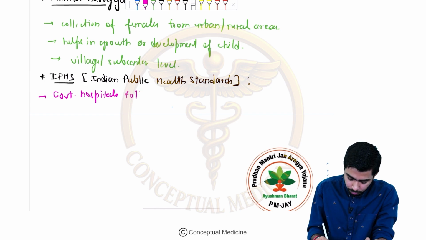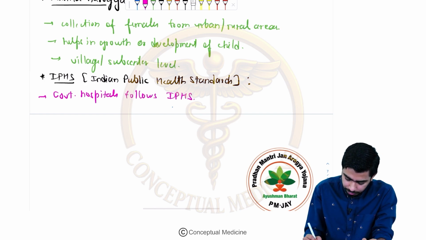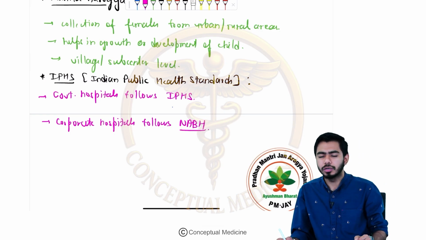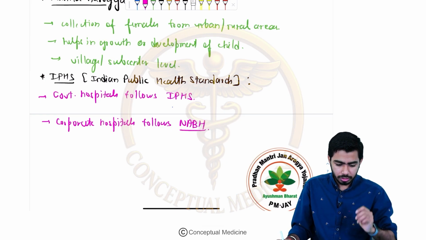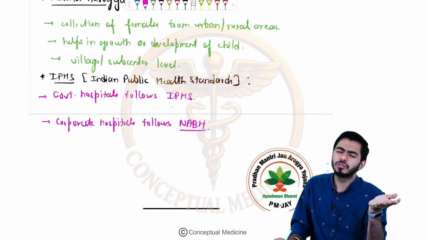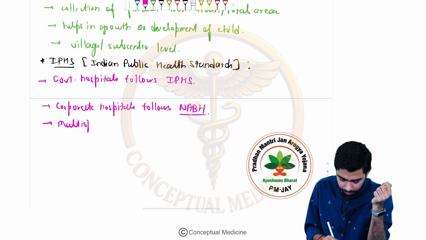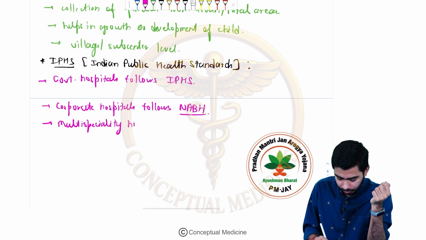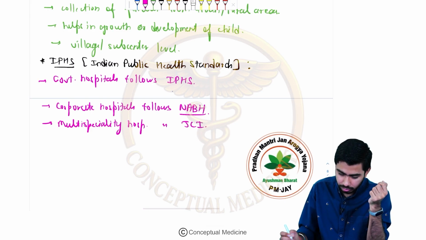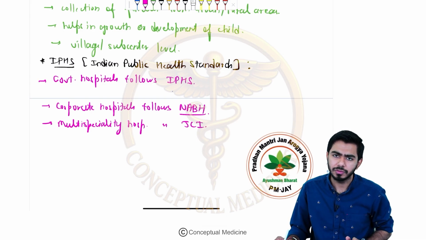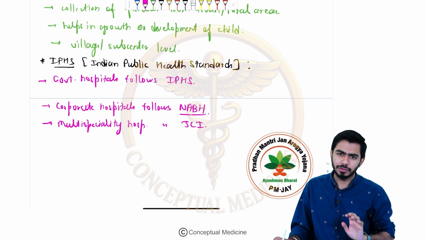So government hospitals follow the protocols of IPHS, right? Corporate hospitals follow the protocols of NABH. You might know that if you're working in some corporate hospital, this is the NABH, National Accreditation Board for Hospitals. And some multi-specialty hospitals might be following the JCI, Joint Commission International, right? So these kinds of hospitals must be following these standards. There could be different standards for the different categories, right?